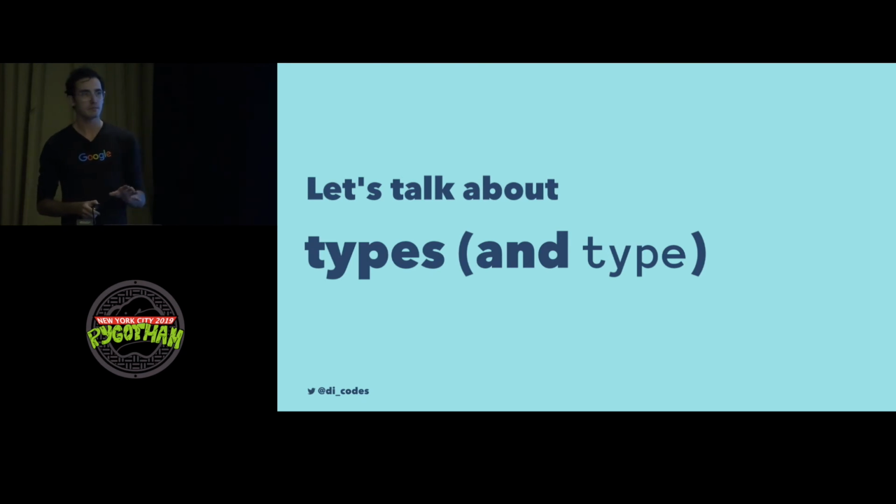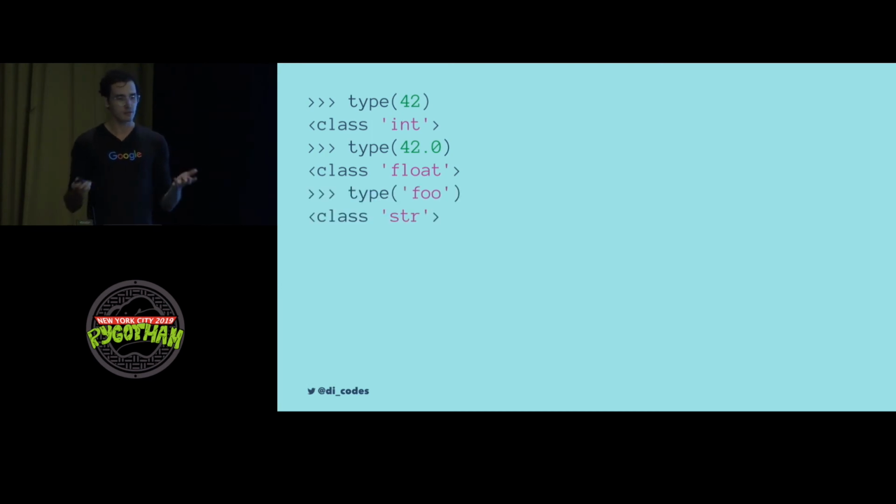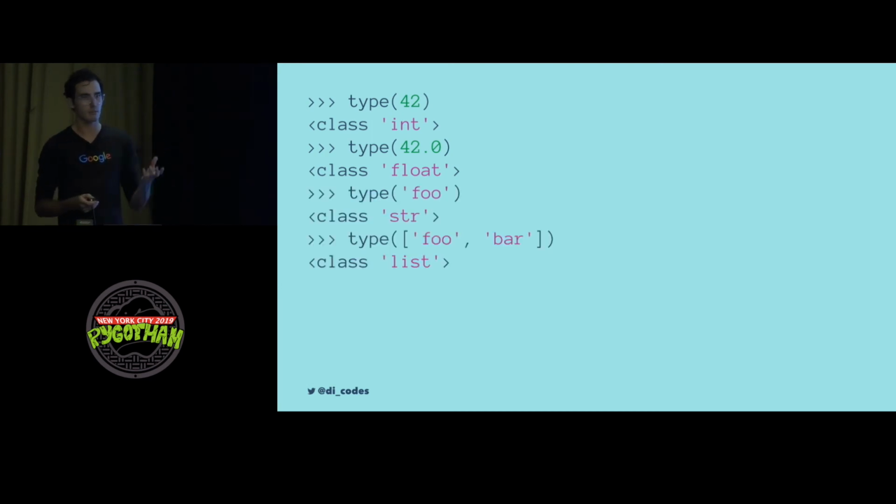So let's talk about types, and specifically let's talk about type. Let's talk about the built-in type keyword in Python. In our REPL, we could type something like type of 42, and we get something back that says it's class int. So 42 is an integer, that makes sense. And we can do the same thing for floats, strings, lists, right? The type built-in tells us what a variable or what an object is.